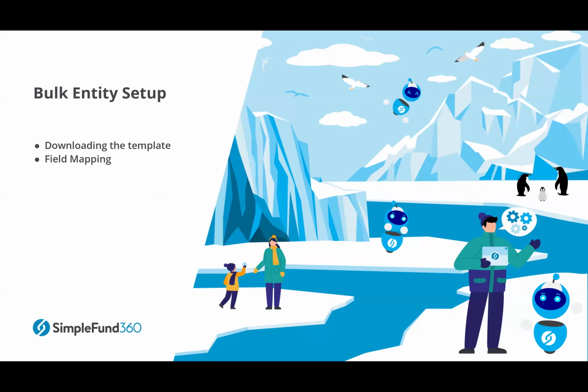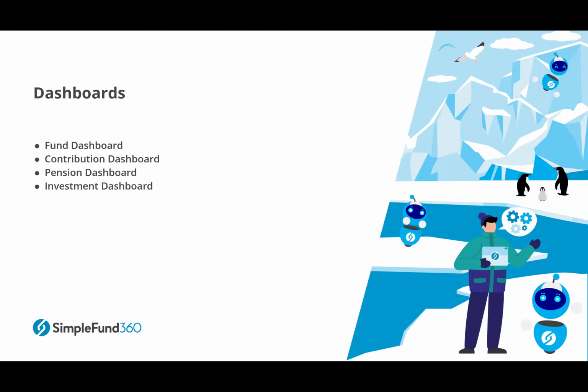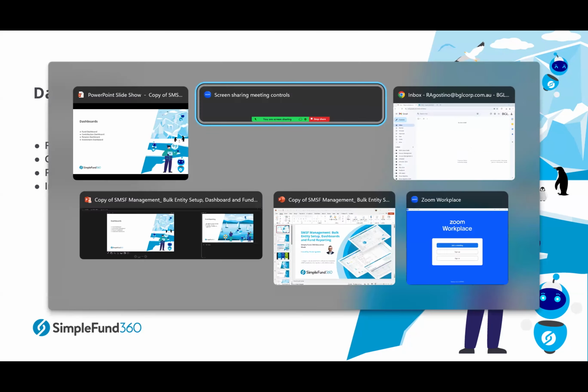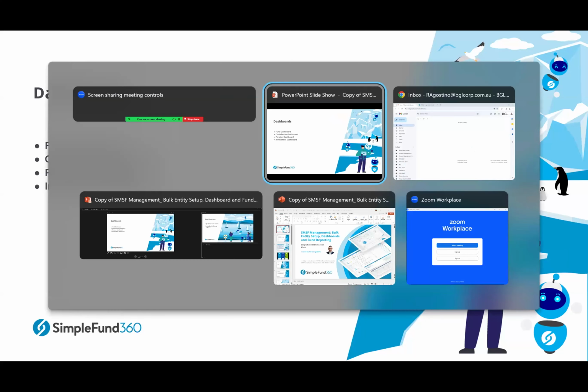So what we'll look at doing is downloading the template, which is within Simple Fund 360. If you are a Simple Fund 360 client, you will have access to the template. Then we have the field mapping options, which we'll go through, adding all of those. And then we will also look at importing that file into Simple Fund 360 as well. So what I'll do is we'll stop using the slideshow and go into Simple Fund 360.